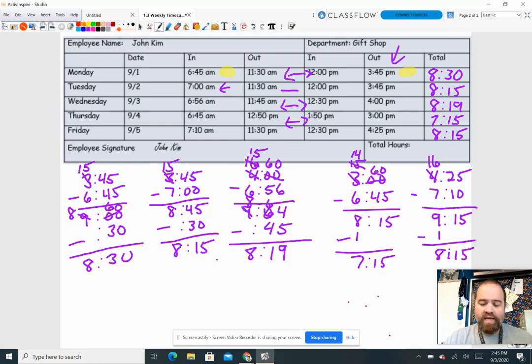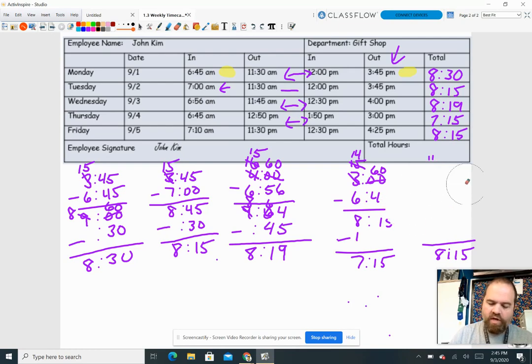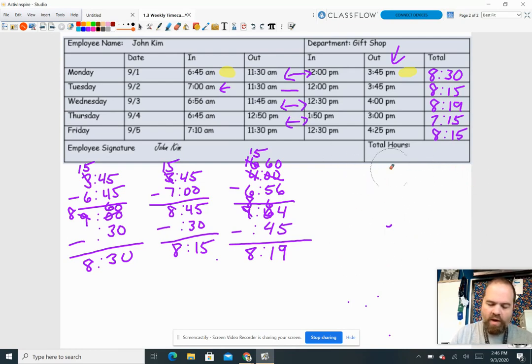So, give or take, he worked about 8 hours a day. But the way these time cards work, I want a total for the week. After he's worked Monday, Tuesday, Wednesday, Thursday, Friday, Saturday, whatever, you want to find the total hours that he worked so they can figure out how much he actually needs to get paid. Once you've calculated each hour for each day, you go through and you add them all up for the week.